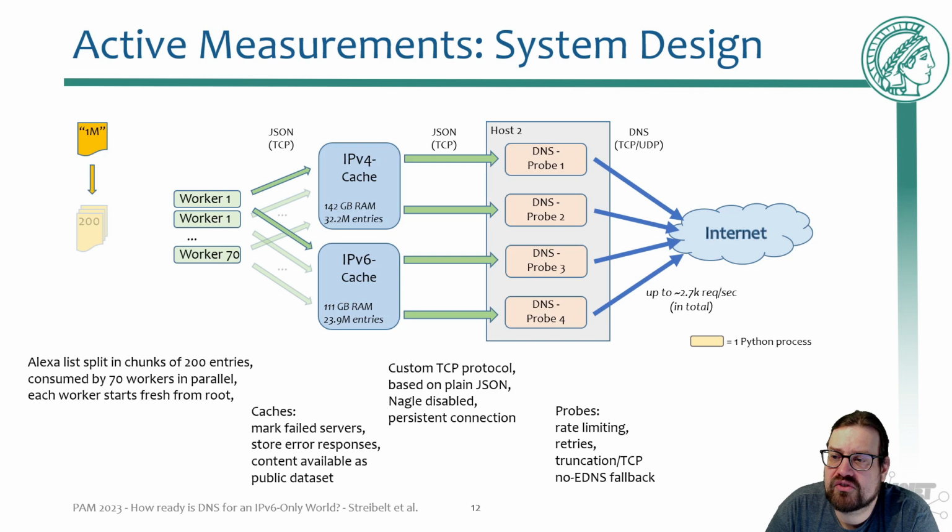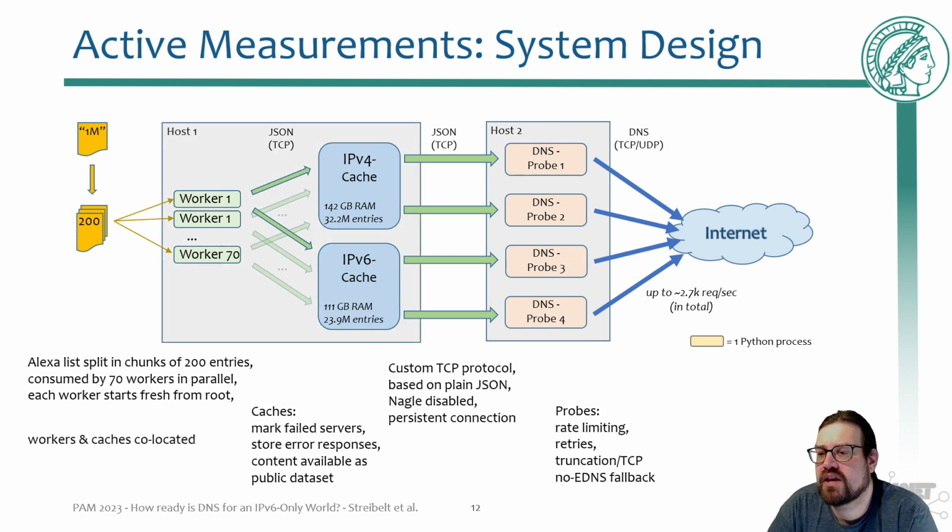The workers were started using xargs after splitting the Alexa list into chunks of 200 entries, limiting the amount of lost data if one of the workers would crash. Workers and caches had been co-located on the same host to minimize latency.